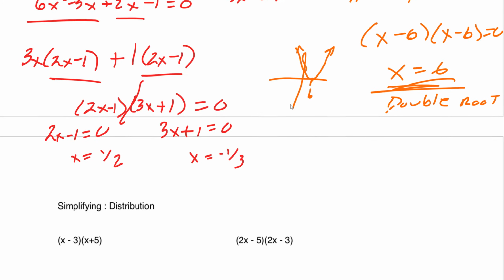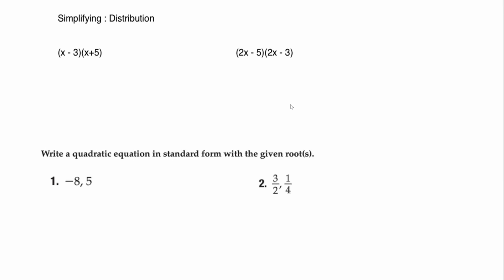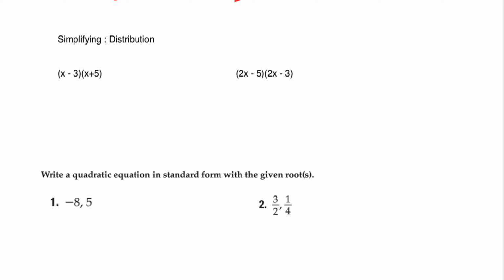Last couple things, so how to go backwards. First, we know how to distribute, right? If I give you this and you want to distribute, just multiply the x by both of them. So x times x is x squared. x times 5 is 5x. And then we move on to negative 3 and multiply that by both of them. So I get negative 3x, negative 15. Add like terms.